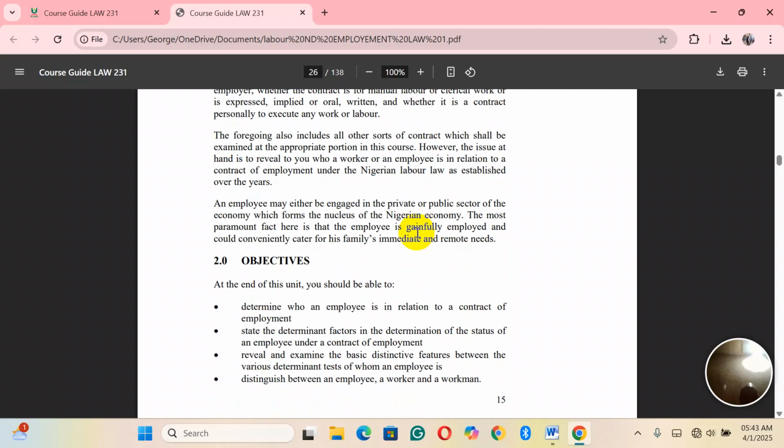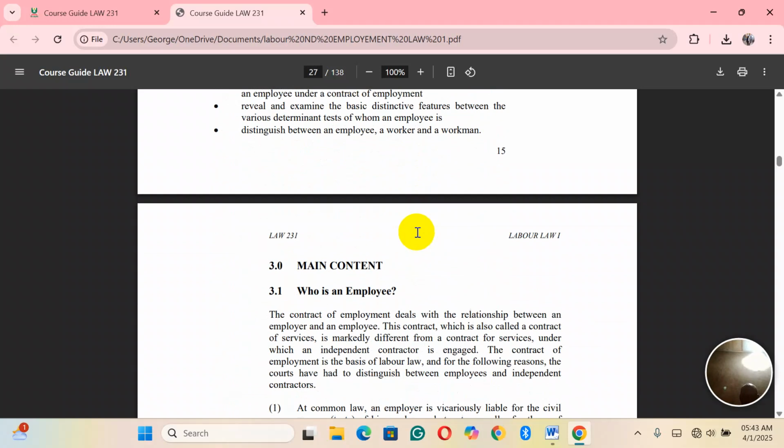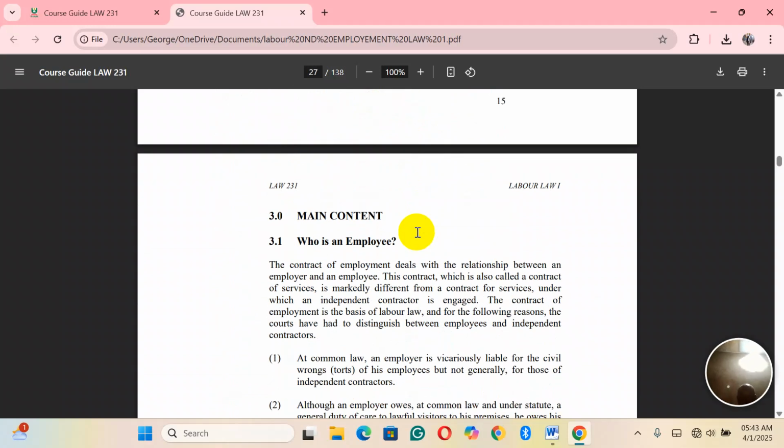We move on lately. We have the objectives. Then, who is an employer is the question here.